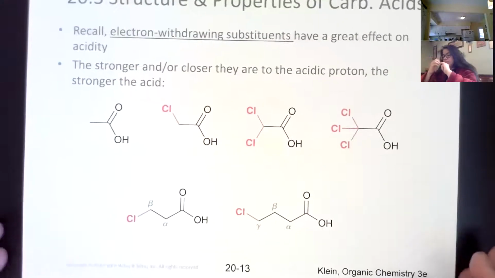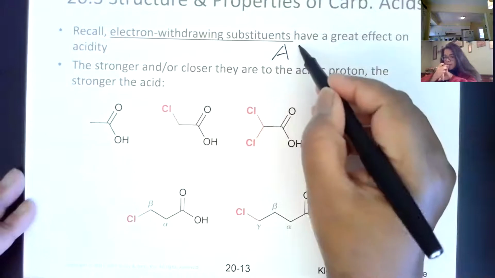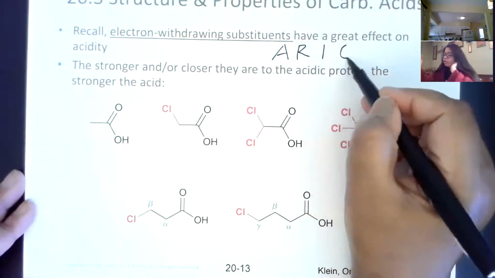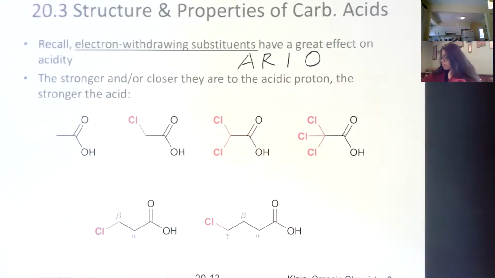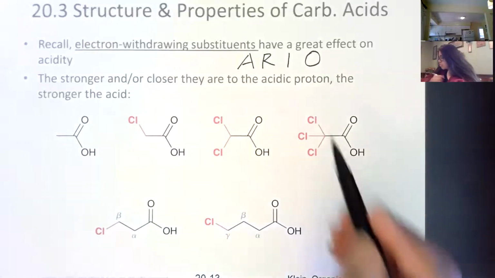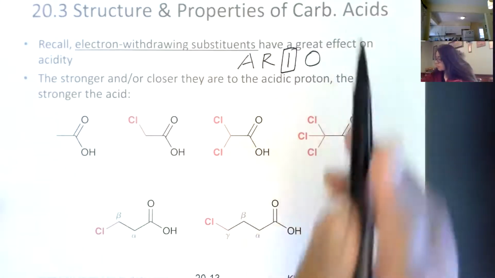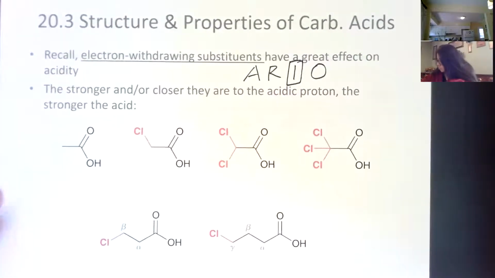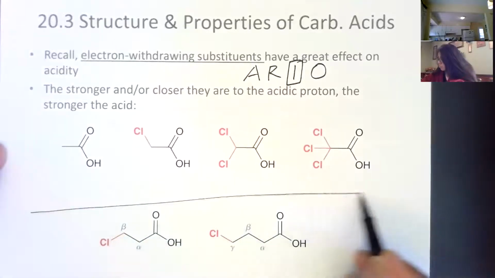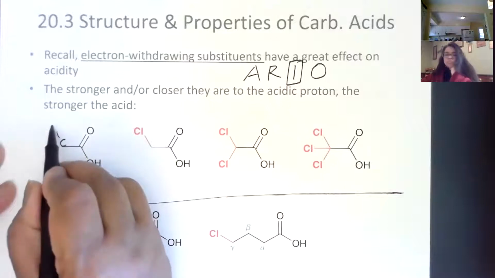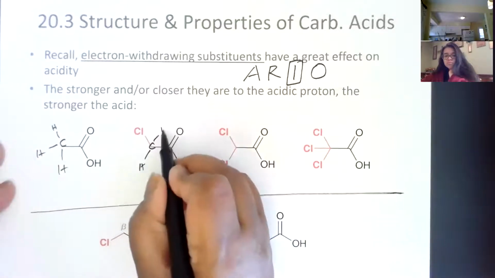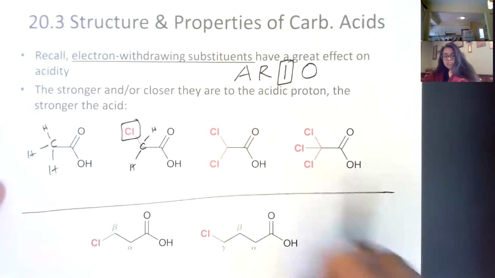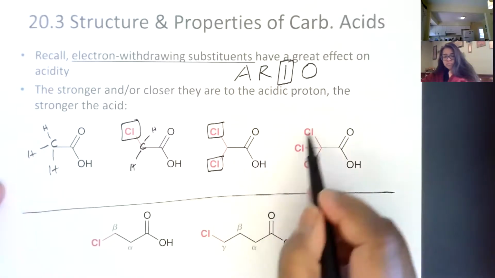Now, remember ARIO: atom, resonance, induction, orbital. So resonance, we can compare carboxylic acids with something else. But among carboxylic acids, we can look at induction. Look at these different types of acids. This has a CH3 here, and this is CH2 with a chlorine, 2 chlorines, and 3.